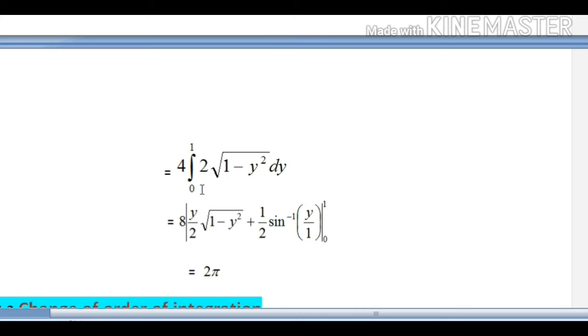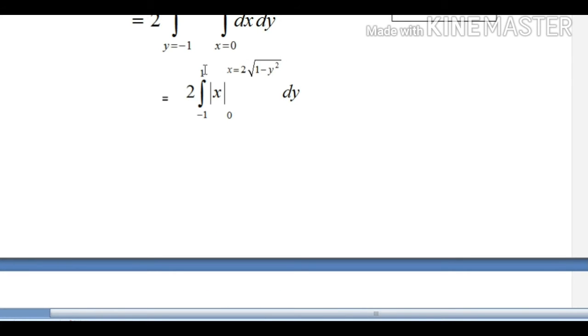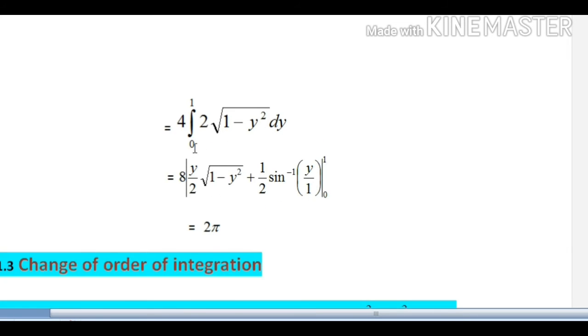Because this function is also an even function. Whenever we have to apply this rule, what is the rule? Integration of minus a to a f(x) dx is 2 times integration 0 to a f(x) dx, provided f(x) is an even function. So here this f(x) is also an even function, that's why we have multiplied by 2 and changed the limits. In place of minus 1 to 1, we have taken limits as 0 to 1. And now this is a single integration. You know how to evaluate this single integration.